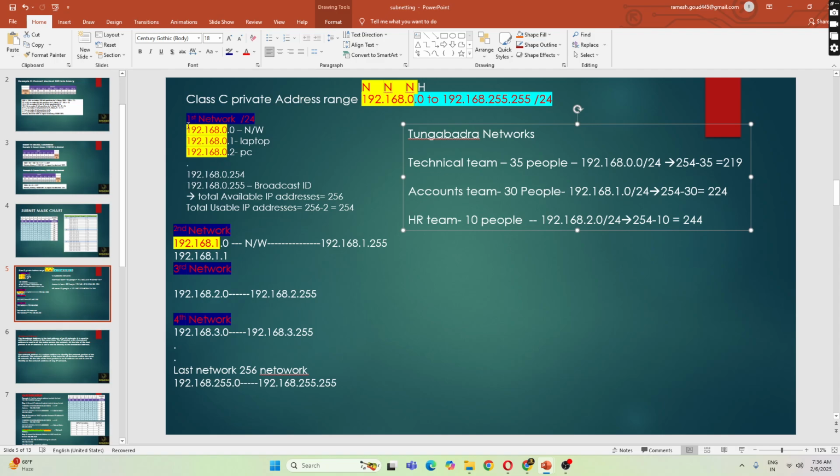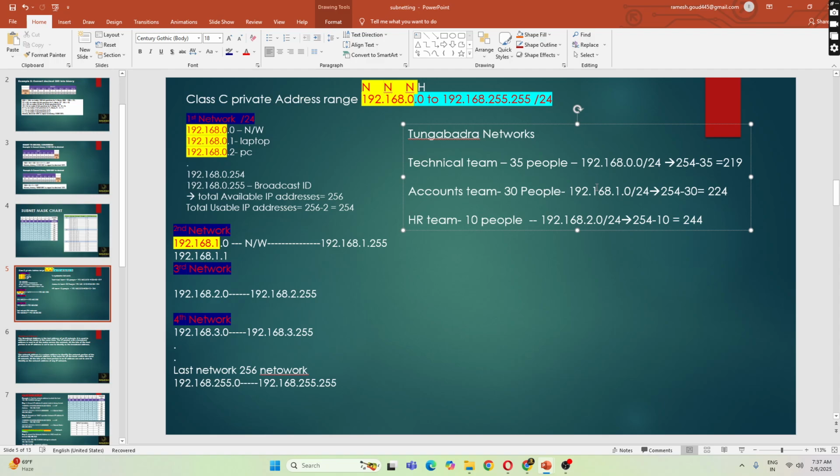So generally, these are the network ranges, the available ranges. And now in my company there are three teams. In each team we have people. We need 35 IP addresses for the technical team, 30 IP addresses for accounts, 10 for HR. If I take an individual network for each, see, assigning individual networks, and now if I check it, a lot of IP addresses are wasted. Almost 650 plus IP addresses are wasted here. So we need to save the IP addresses.